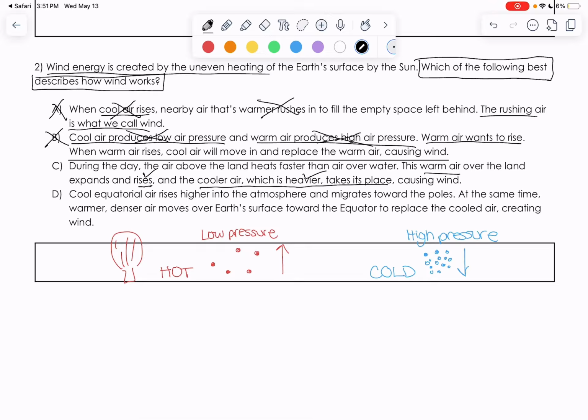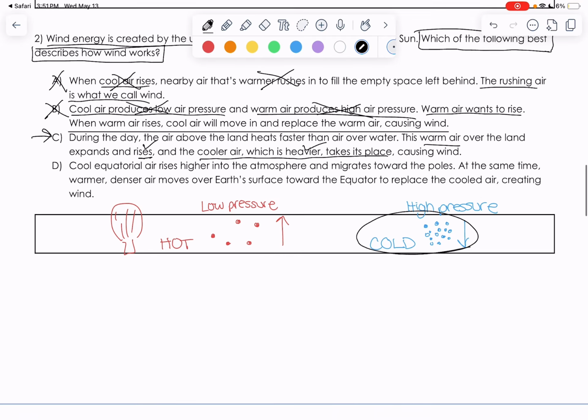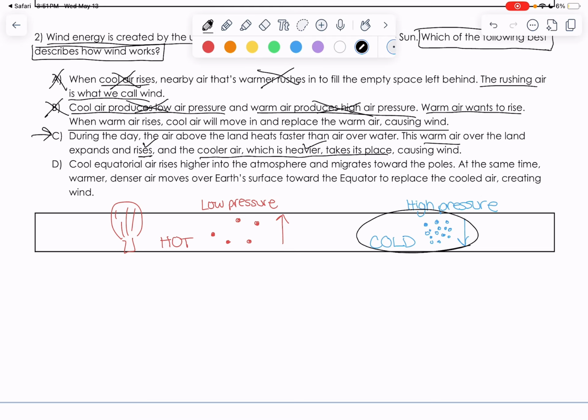Cold air is heavier, and it wants to take the place of that low pressure air over here, causing wind. That is a great answer. This actually illustrates a sea breeze. Sea breeze happens during the day because the land likes to switch up, okay? It heats up fast during the day and it cools down fast at night.